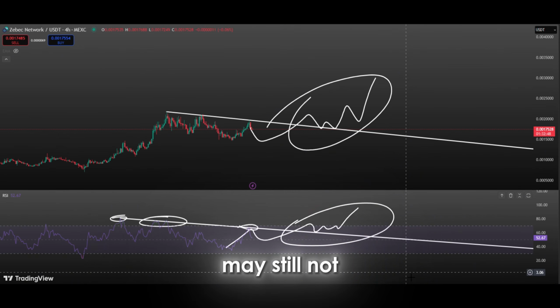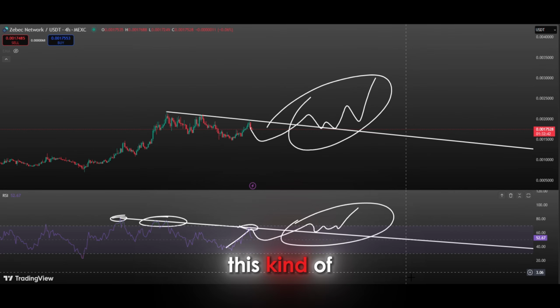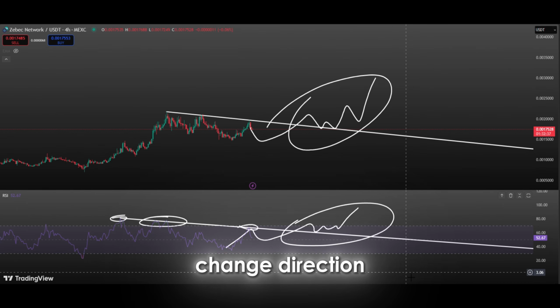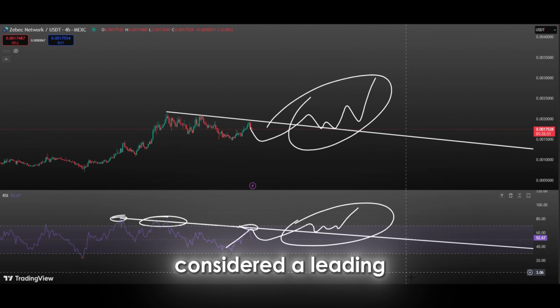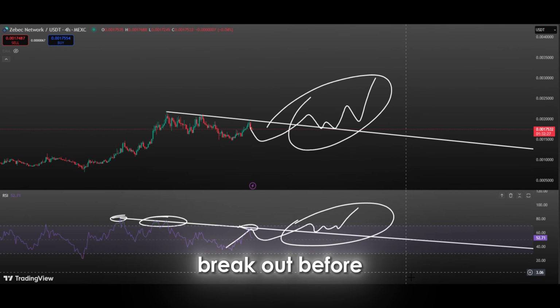The price may still not have broken this falling structure, but the RSI tends to break this downtrend before the price does. This kind of technical signal is often the first sign that the price is preparing to change direction. This is because the RSI indicator often reacts before price movements. For this reason, it is also considered a leading indicator by traders and analysts. RSI can sometimes break out before the price.